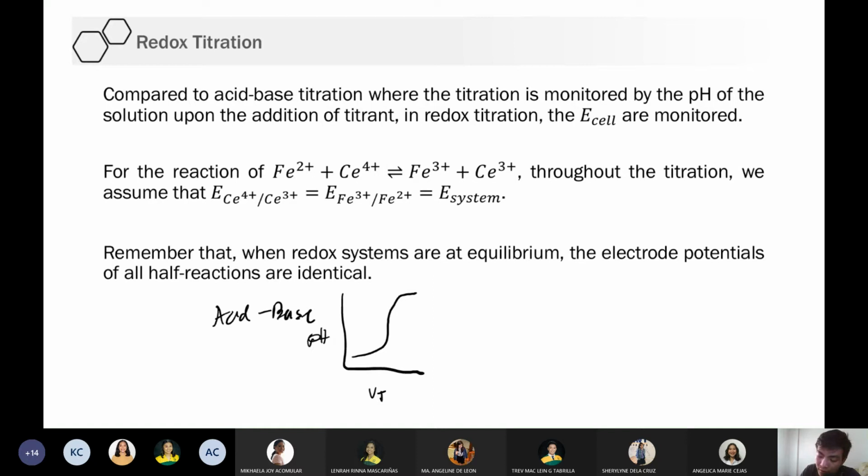For electrochemistry, especially for redox titration, ganun pa rin yung itsura. But ang y-axis natin, hindi na siya pH. The y-axis is now the cell potential. And you have the volume of titrant below. And isa lang yung endpoint dito, usually. Isang endpoint lang. Okay? Pwedeng ganyan, pwedeng baliktad. Tapos isang endpoint lang. So ibig sabihin, we can also do titrations in redox systems.